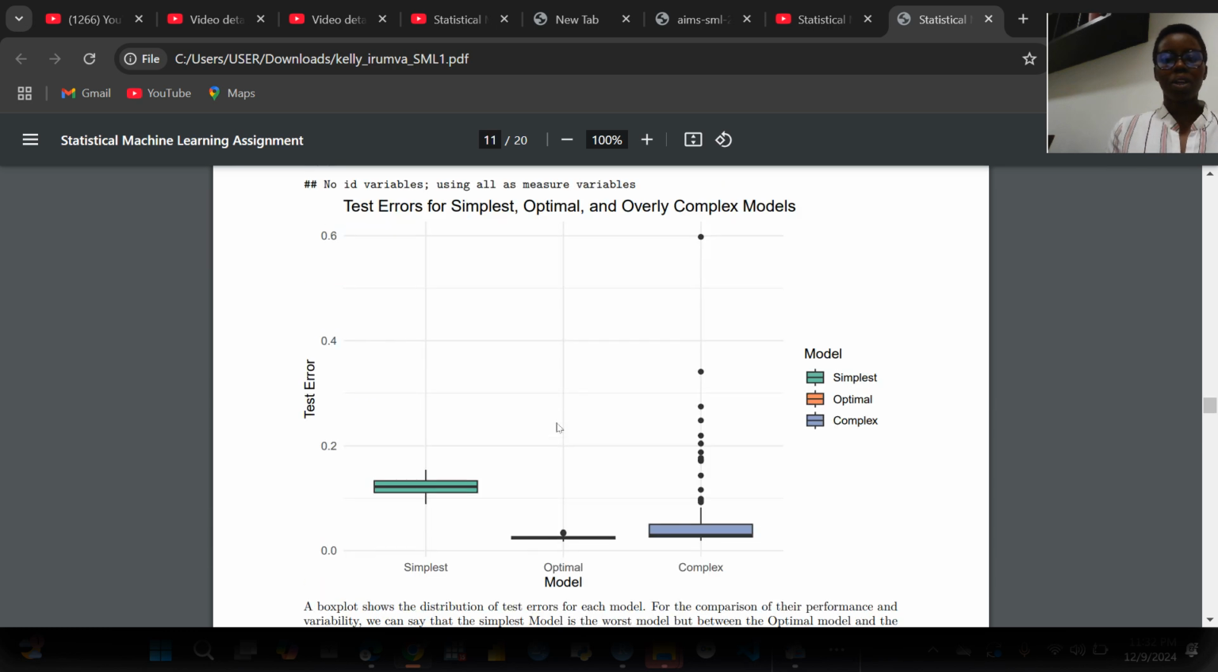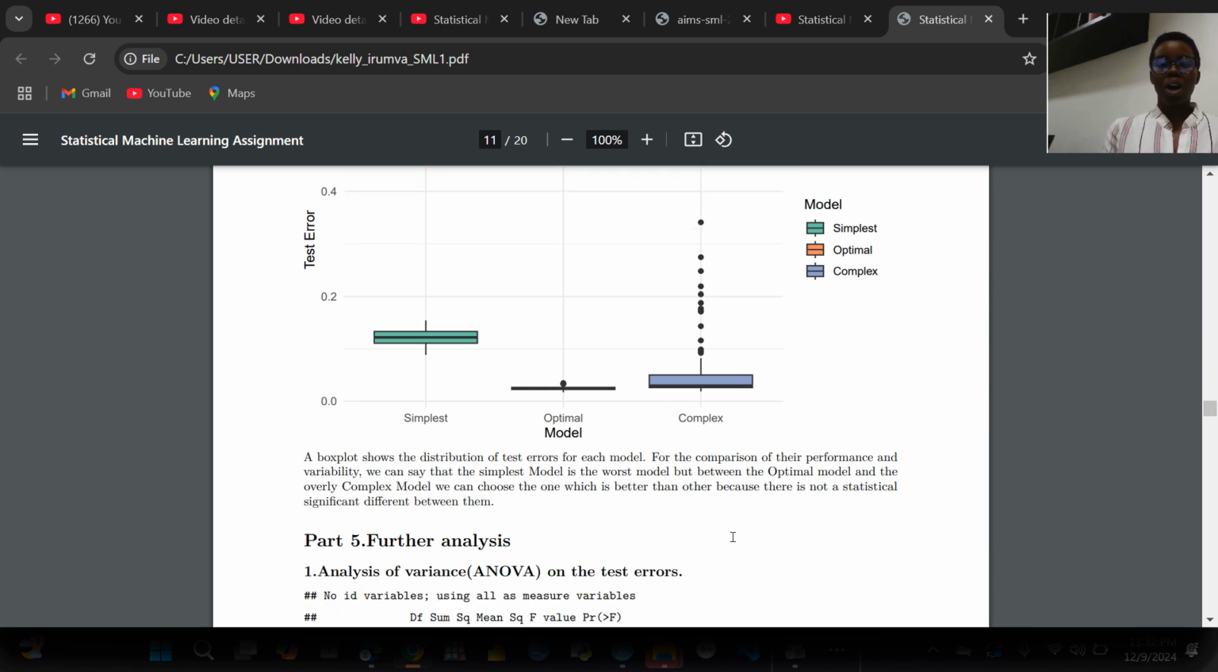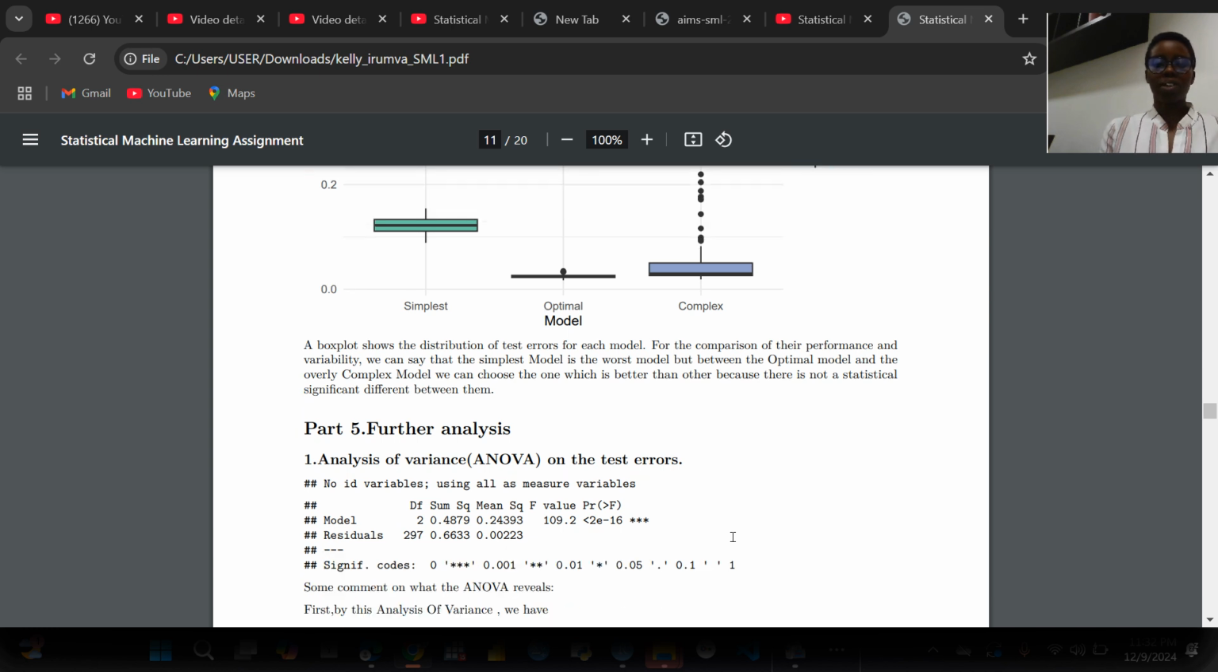And we are going to see the test errors for those models. We can see that the simplest is the worst model to use, and the optimal and complex models perform somehow the same.